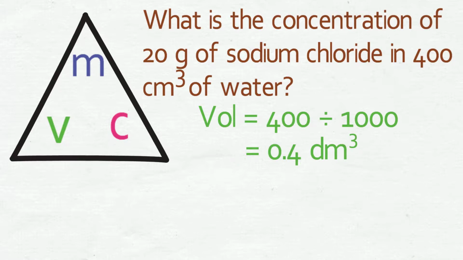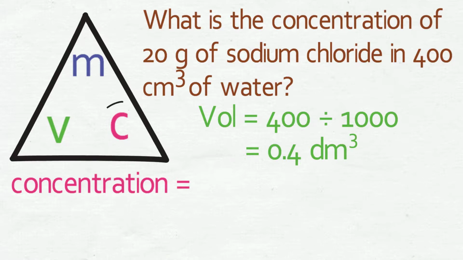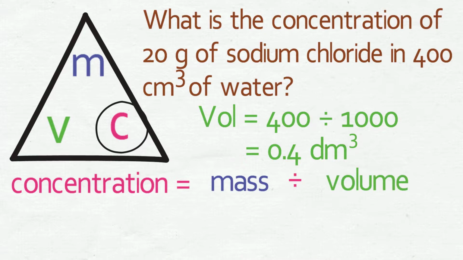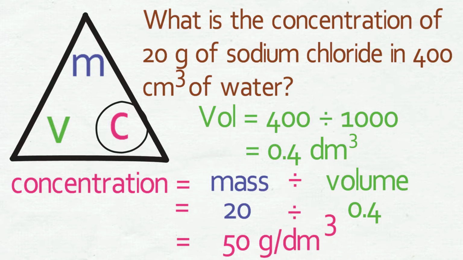The next step is to find out what operation we need to undertake. The question is asking us to find the concentration. So we cover up concentration on the formula triangle and we do the operation that's left. When we do this, we see that we need to divide the mass by the volume. The mass was 20 grams and the volume was 0.4 decimeters cubed. Therefore, we do 20 divided by 0.4, and this gives us 50 grams per decimeter cubed. So that was an example of finding the concentration.